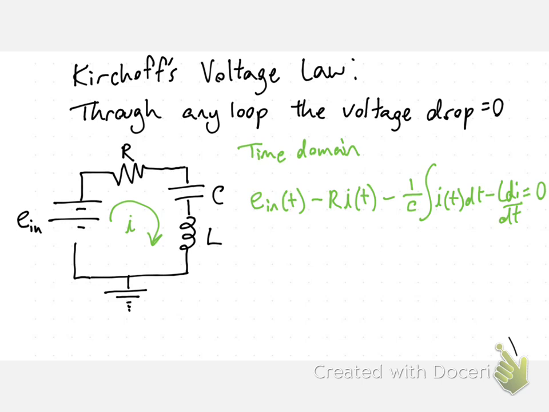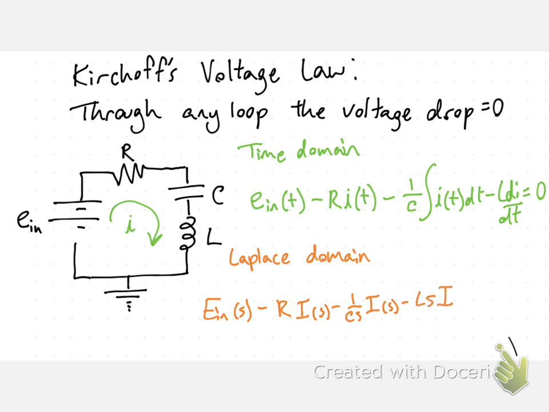And in the time domain, it looks very complex, but we talked about how our elements looked in the Laplace domain, so let's look at this equation in the Laplace domain. We're going to have that our E(s) is just going to be E(s) minus R times I(s) minus 1 over CS times I(s) minus LS times I(s).